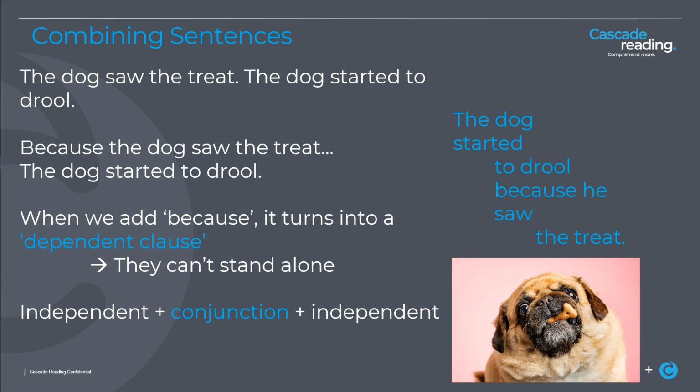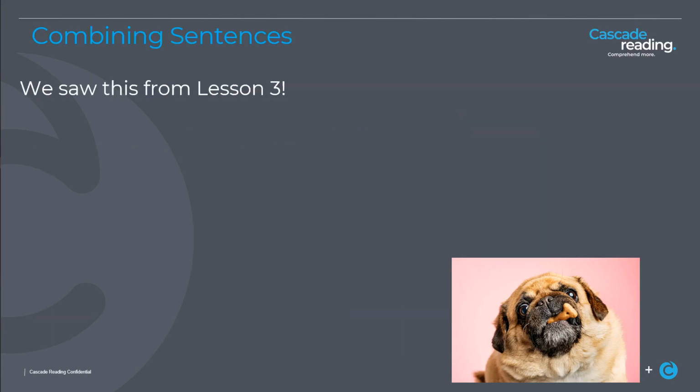And so we can combine simple sentences into more complex ones via a few different ways. The first, if we have two independent clauses like the dog saw the treat and the dog started to drool, we could just use a conjunction like and, have the dog started to drool and the dog saw the treat, or vice versa. We can also use a connective, such as the dog started to drool because he saw the treat. We also saw this from lesson 3.